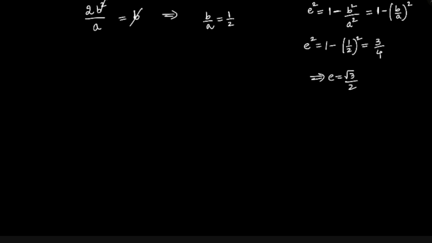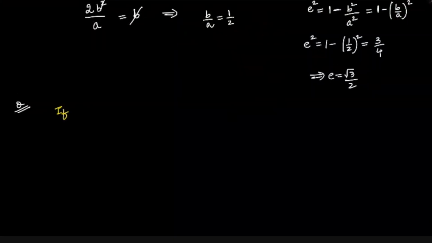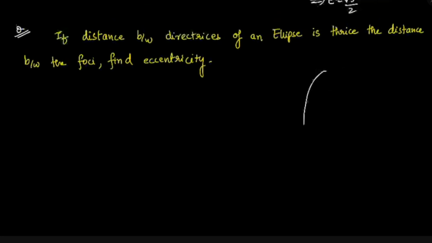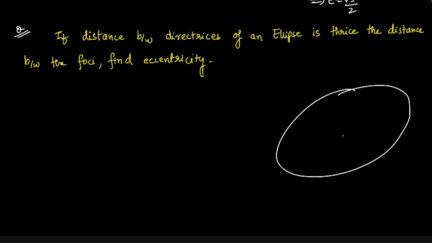Okay. One more question. If the distance between directrices of an ellipse is thrice the distance between the foci, find the eccentricity.